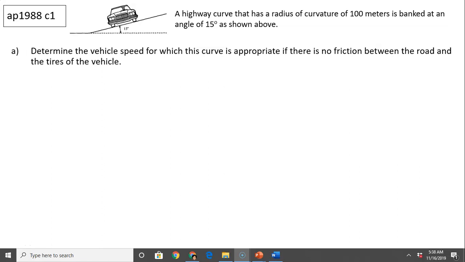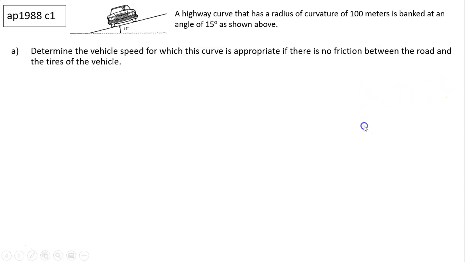This question is another example of applying Newton's laws to solve problems. This question is from AP Exam 1988, Mechanics question number 1. A highway curve that has a radius of curvature of 100 meters is banked at an angle of 15 degrees, as shown in the picture. Question 1. Determine the vehicle speed for which this curve is appropriate if there is no friction between the road and the tires of the vehicle. So in order to determine the speed, let's first take a look at the situation.